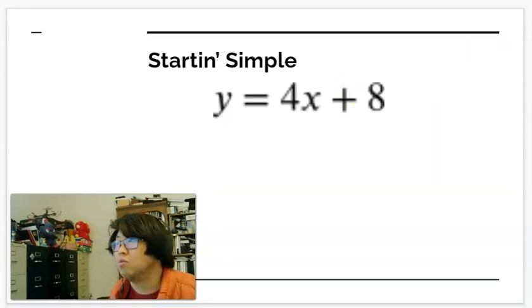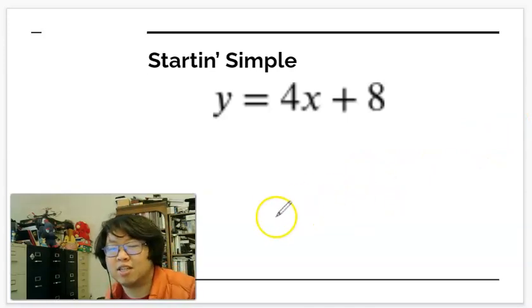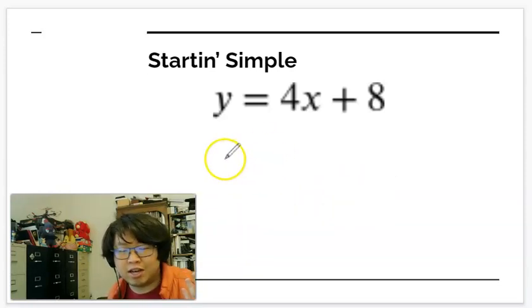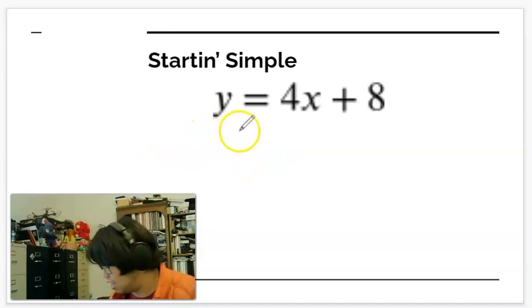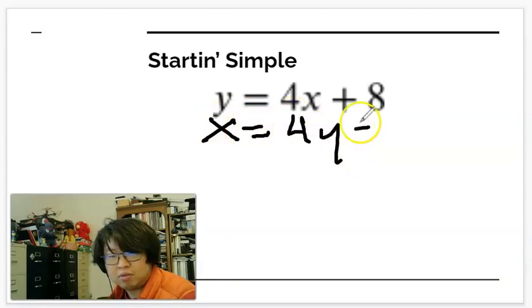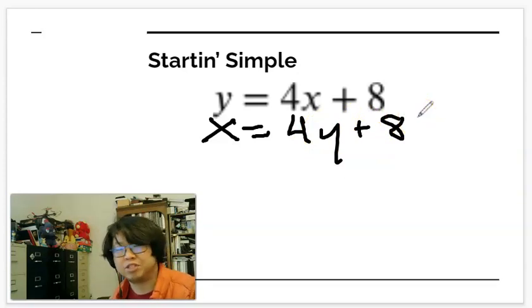All right. So we've got our function here, starting simple with a linear function, y equals 4x plus 8. I'm going to invert this function, which means I just replace all the y's with x's. So here we go: x equals 4y plus 8. And it really was that simple. So this is the inverse of that function.